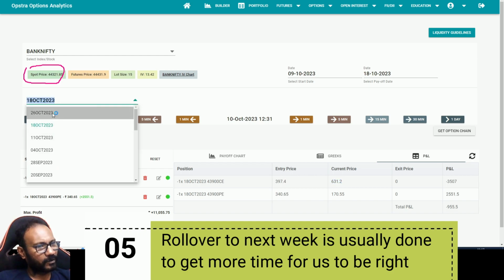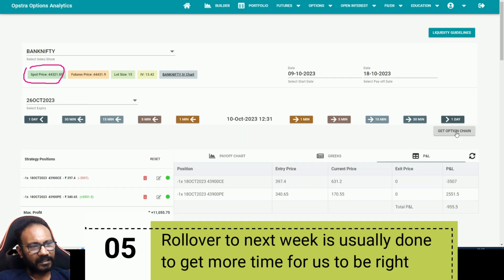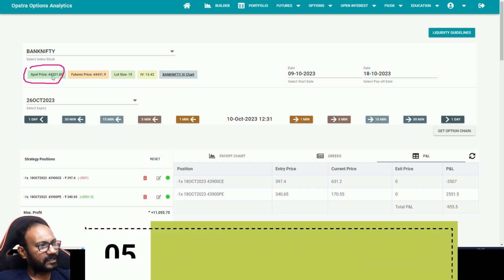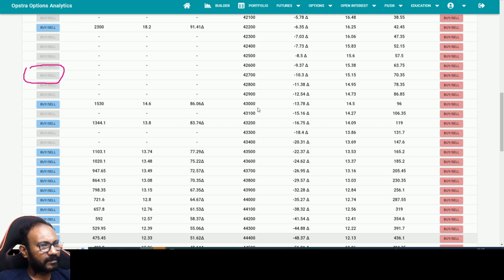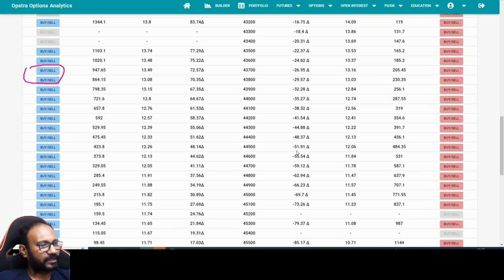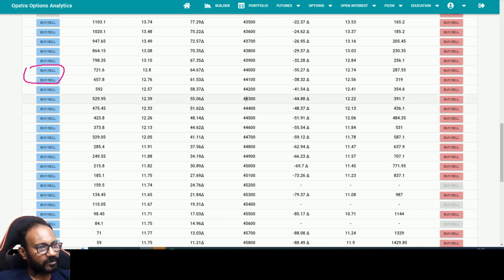So I go to the 26th expiry and get this option chain. 43,300, no, not 43,300, 44,300. Sorry about that. So 44,300 is trading around 525.